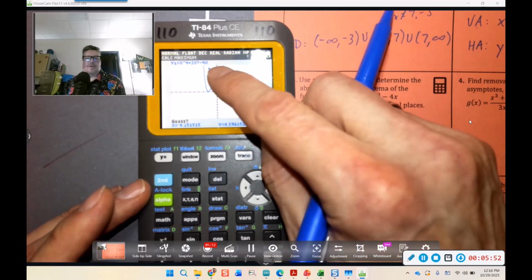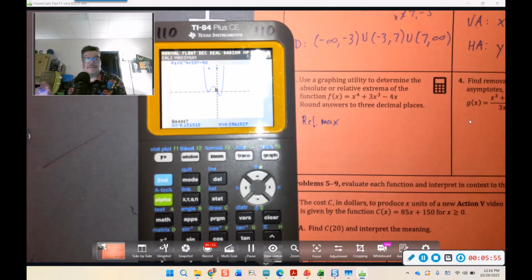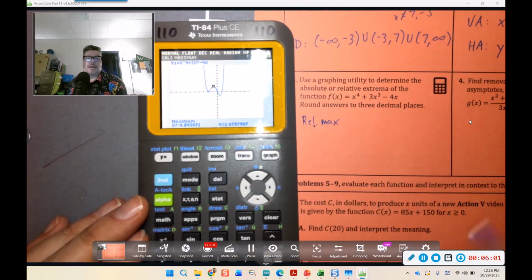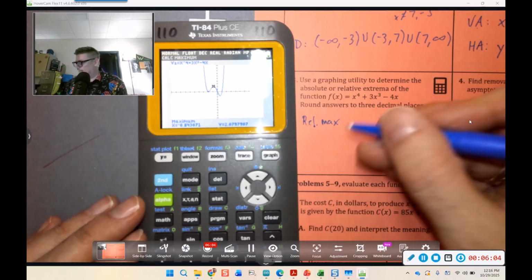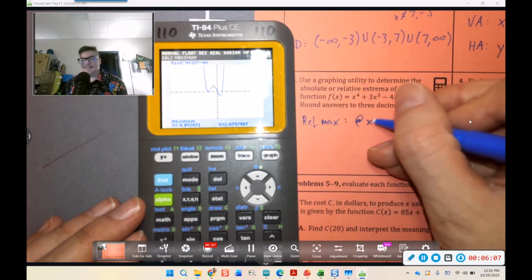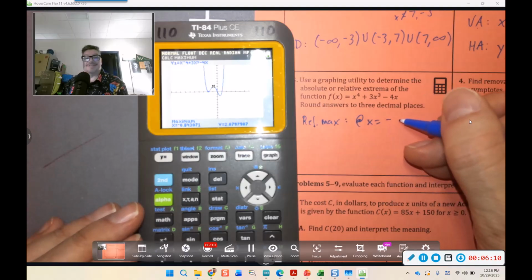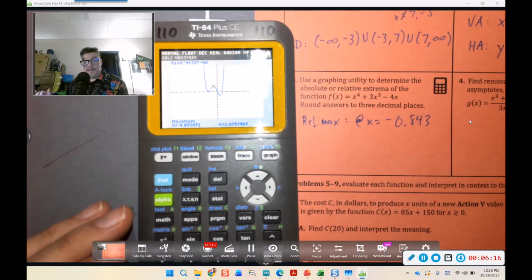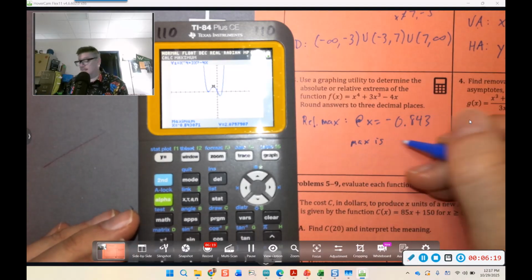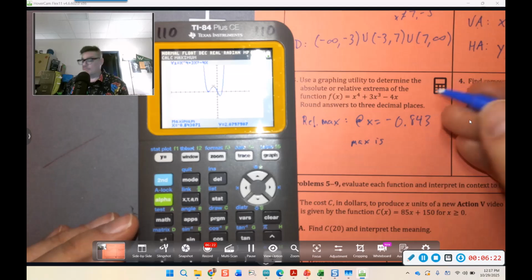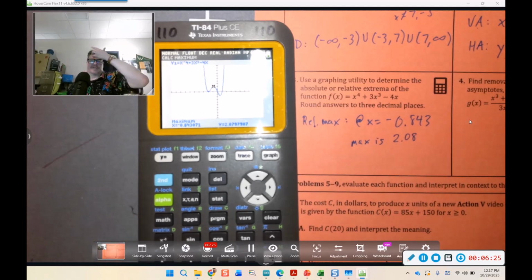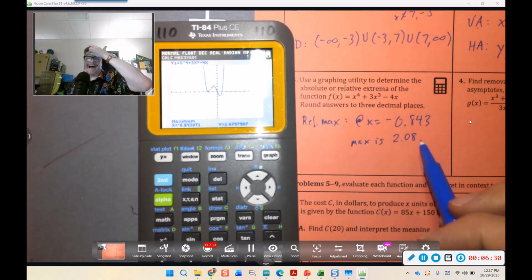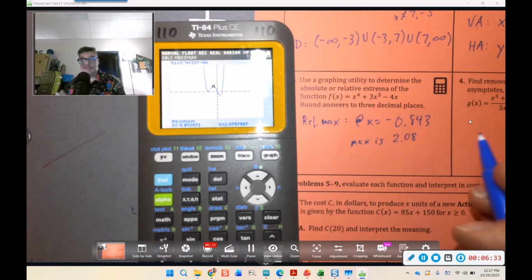Hit enter. And what it's got is a window. And it's basically saying, okay, so you want me to find the relative max in this area? And it says guess. And I'm going to put my guess mark there. Okay, and it says that my relative max is at x equals negative 0.843. Okay, but the max is 2.08. Okay, so there's kind of 2 ways to say it. Right where the location is as far as the x coordinate, and then you can say how high it is by its y coordinate. Okay, so either one is just fine.